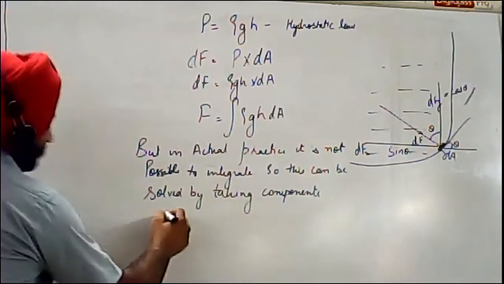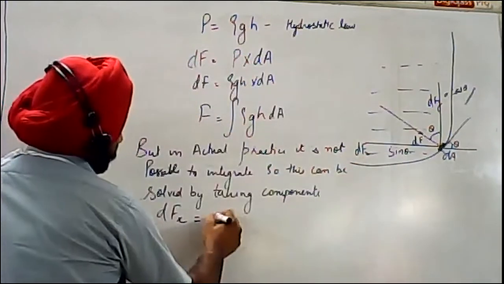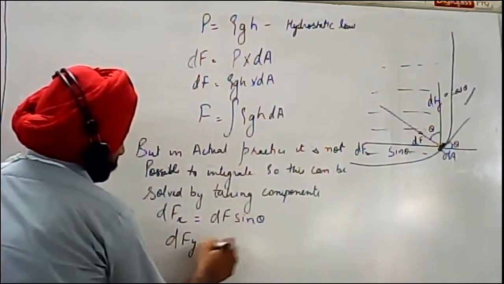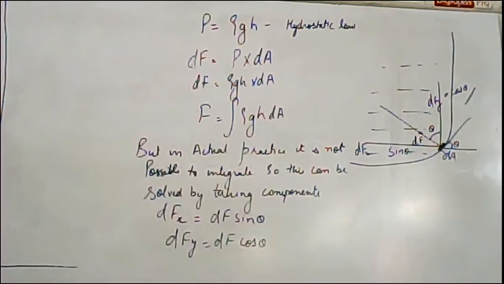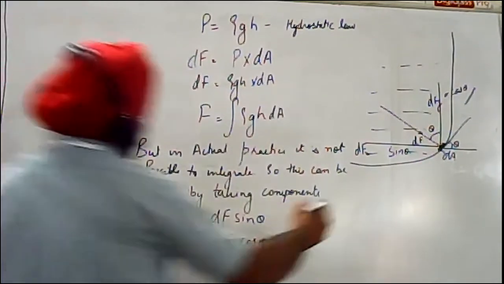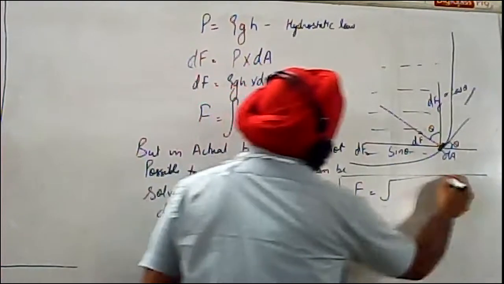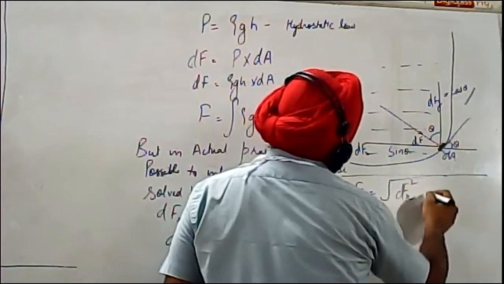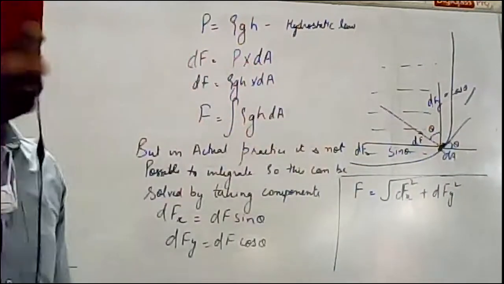So we have to take two values. This is dFx, and that is equal to dF sin theta, and dFy is dF cos theta. Just resolving the components. If you have calculated this force in the x and y directions, to calculate the total force you can use F is equal to the square root of dFx square plus dFy square, using the Pythagoras theorem, right?